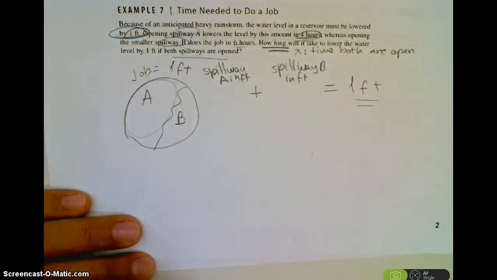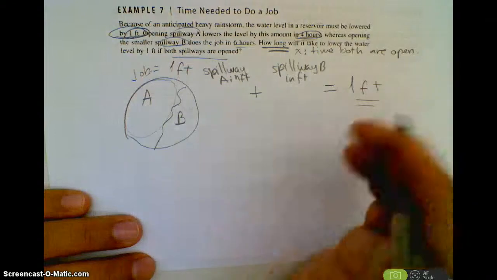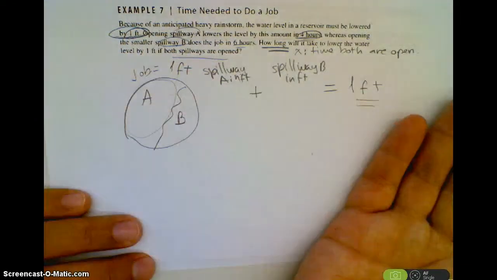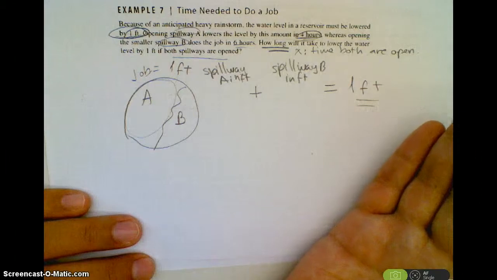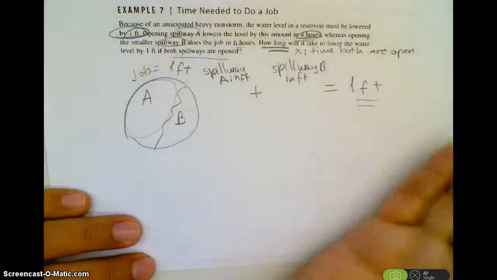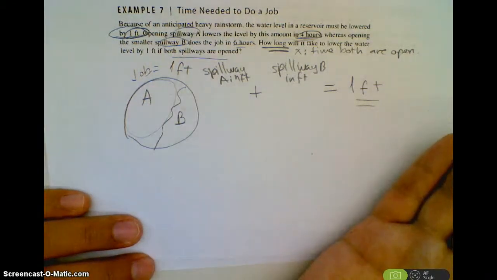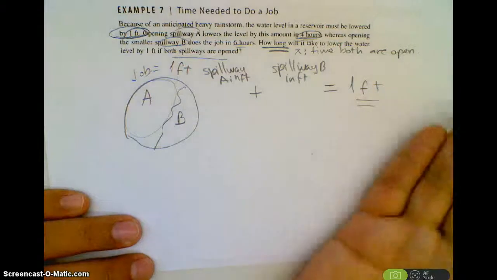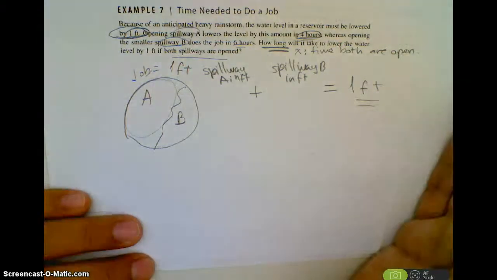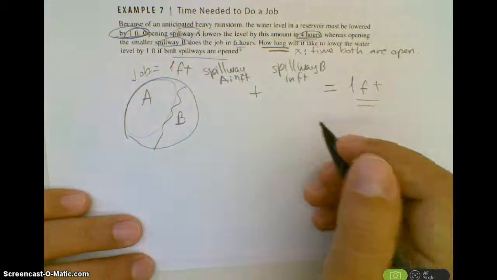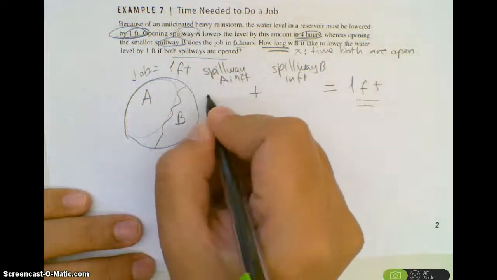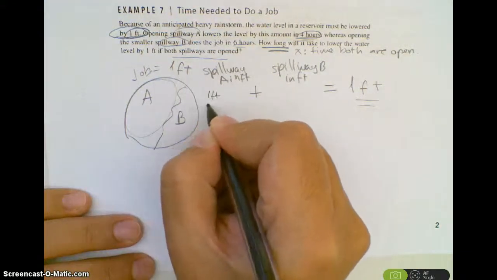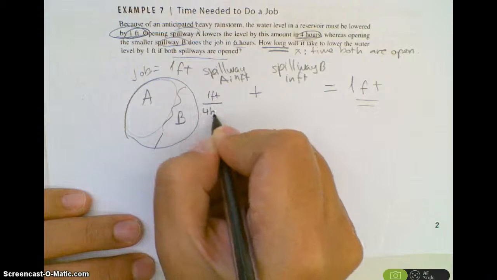Okay, so what gives us distance if I know the speed and if I know the time? Well, if I'm going 60 miles per hour on the highway and I drive for 2 hours, I know that I went 120 miles total because I multiply the speed by the time. So this is exactly what we're gonna do. What is the speed of spillway A? It does 1 foot in 4 hours.